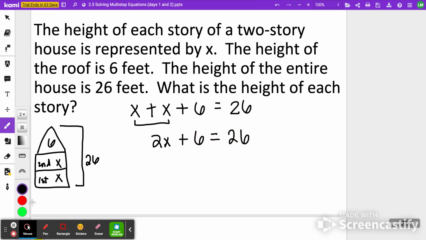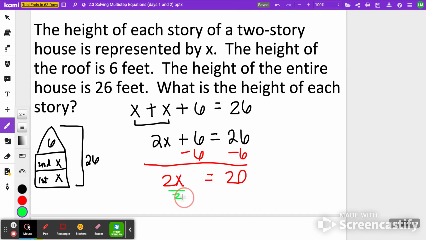This is not the only way to solve this equation. It's just one way to think about it. Then I subtracted 6 from both sides. 2X is equal to 20. My final step is to divide both sides by 2 so that X is equal to 10.